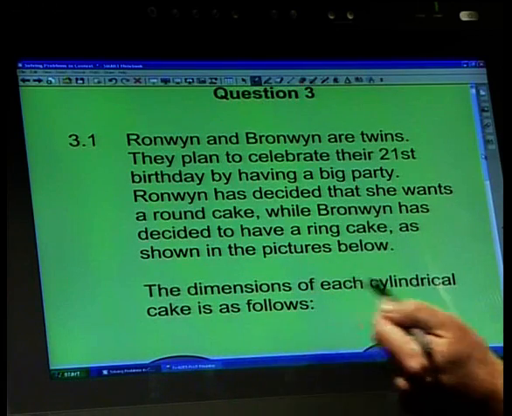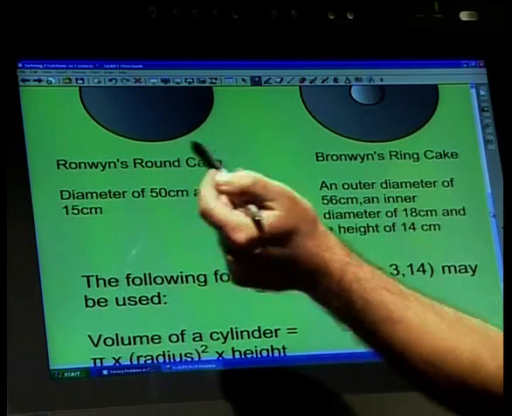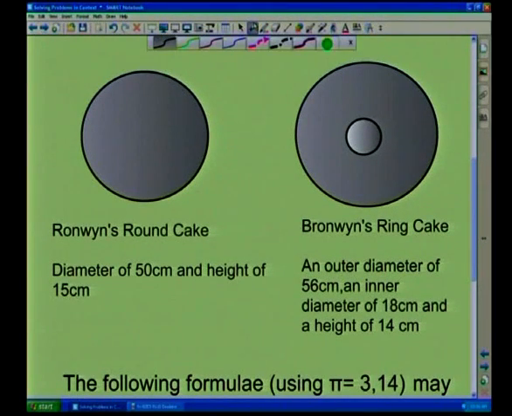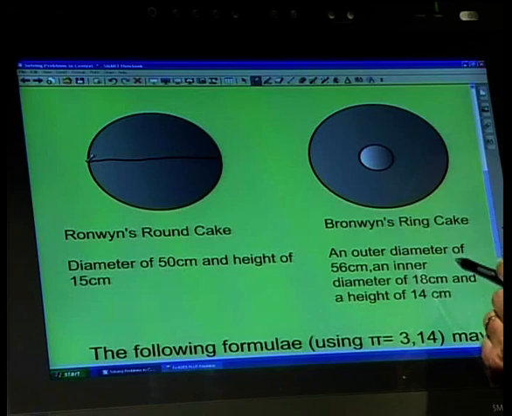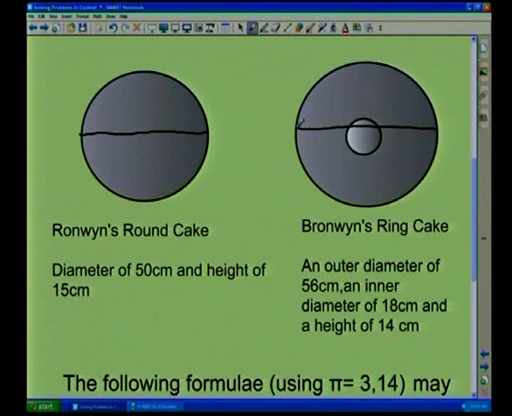The dimensions of each cylindrical cake is as follows. Well, Ronwin's round cake has a diameter of 50 centimeters. Remember, diameter is the value across the center. So that's 50 centimeters, and height, well, we'll talk about thickness for this cake, is 15 centimeters. When we look at Bronwyn's ring cake, she has an outer diameter. In other words, the large part of the circle here, the diameter across that part is 56 centimeters. So it's slightly larger. This one was 50.